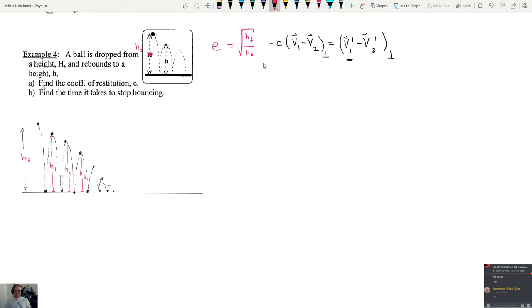So, given this information, part A says to find the coefficient of restitution. Well, that's easy because our equation right here tells us that if I take the final height after the bounce and divide by the initial height before the bounce, that gives me the coefficient of restitution. So in our problem, the initial height was h naught. What's the final height for the first bounce? It's h1. So that goes up here. There's our coefficient of restitution. We've already done the solution for that, basically, right? Any questions about that? Okay. Time it takes to stop bouncing. How can we figure that out?